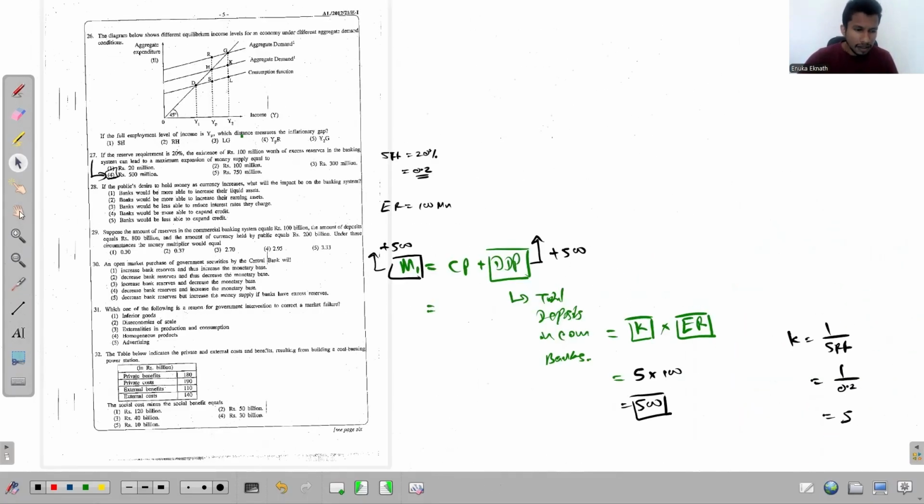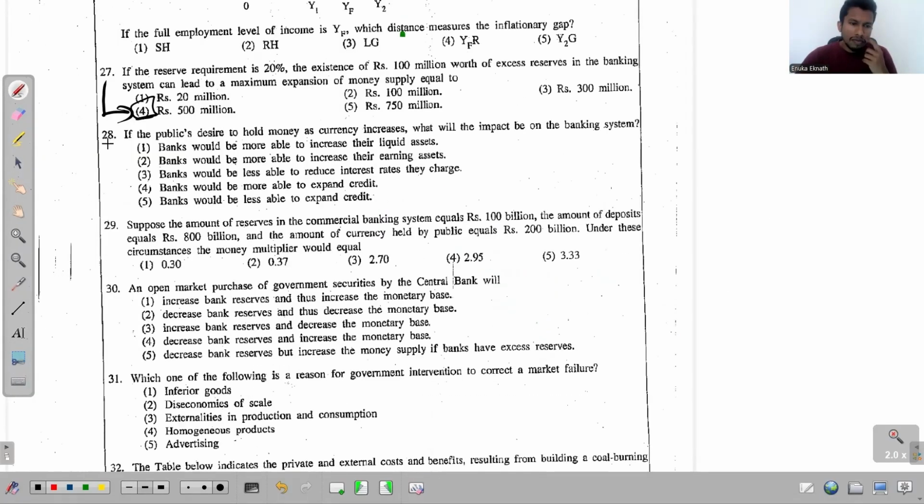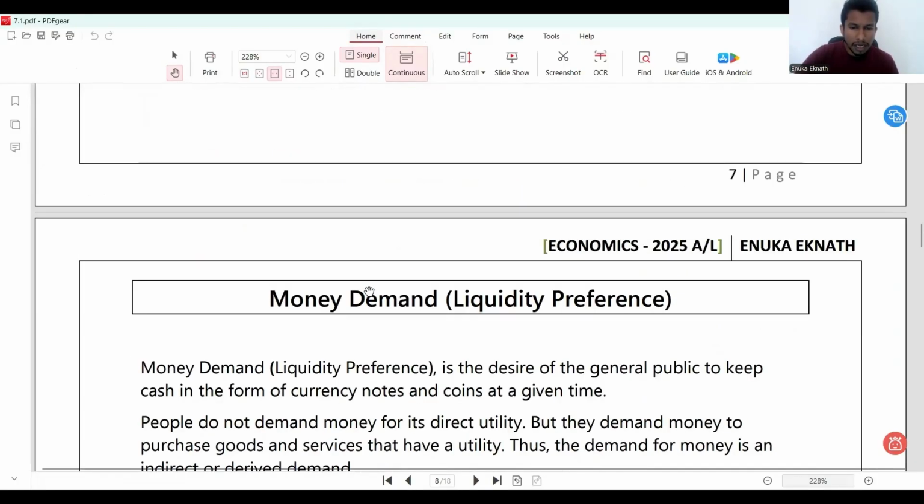In 28 question, we get this: if the public's desire to hold money as currency increases. Okay, see what happens. From the previous question, they just talk about the money supply, but here in this question 28, now they talk about the desire of the general public to keep money as currency. What is that? That's about the money demand. So if I show you the note related to that, look at this one, the definition given for money demand.